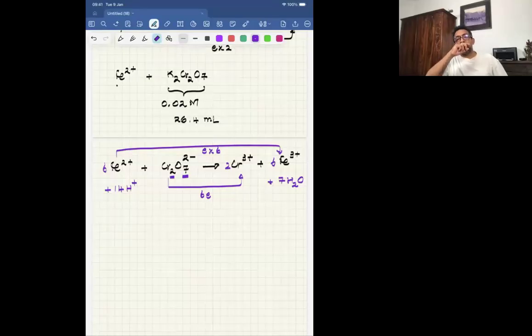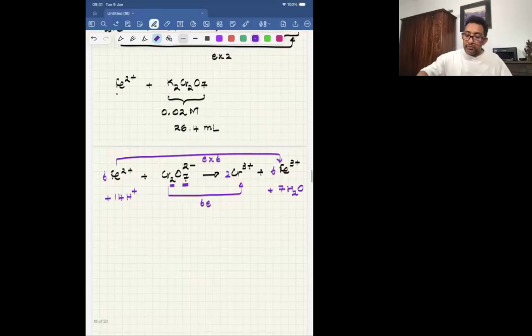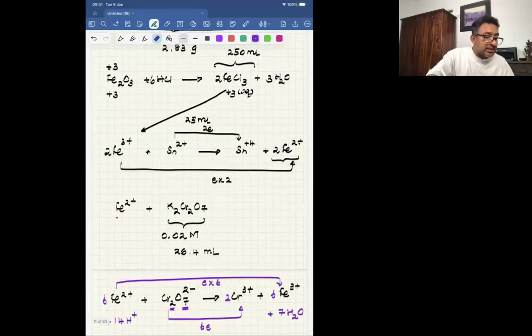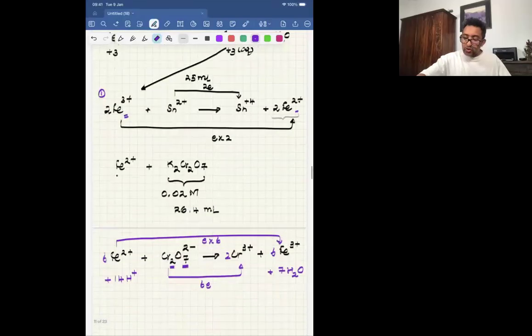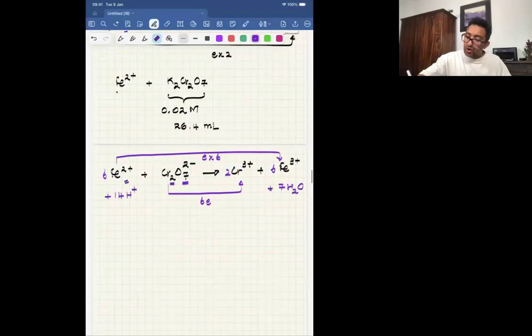Right. Okay. The reduction of iron 3 ions by tin 2. That is what happens here. This is part 1: iron 3 is reduced to iron 2. Then the oxidation of iron 2 by the dichromate: Fe plus 2 is oxidized to Fe plus 3. That is the reaction. Everybody okay with that? Right.